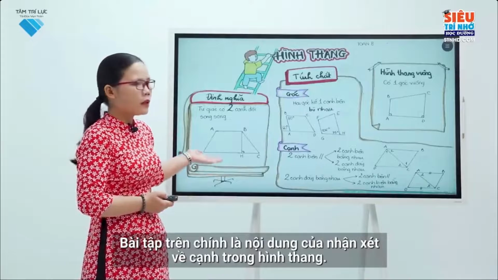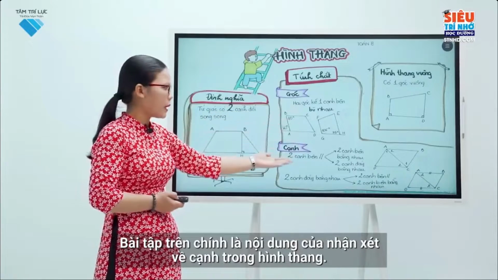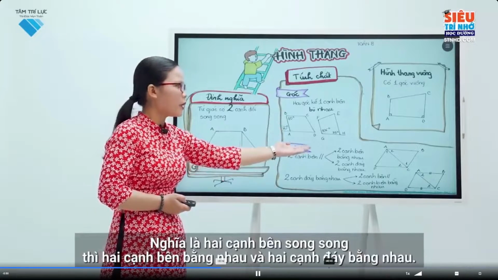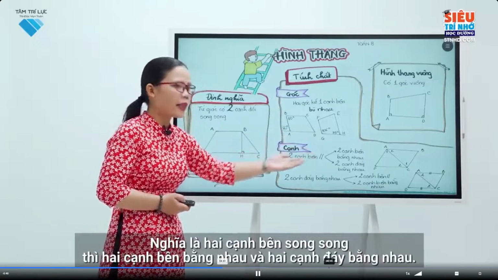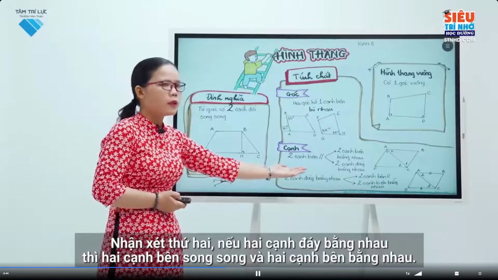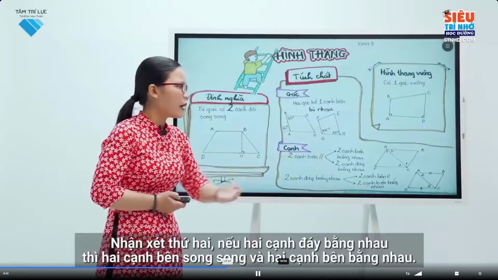We see that in a trapezium, if 2 legs are parallel, those legs will be congruent and the bases will be congruent. Also, if 2 bases are congruent, 2 legs will be congruent and parallel.